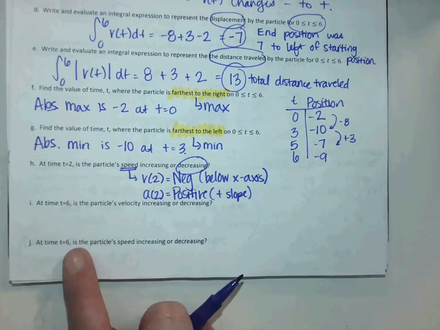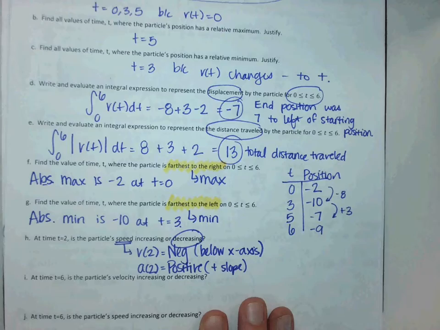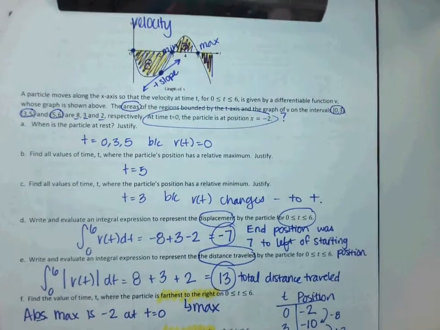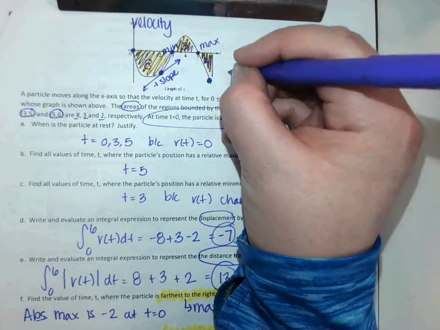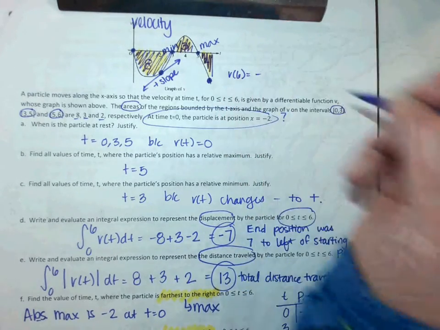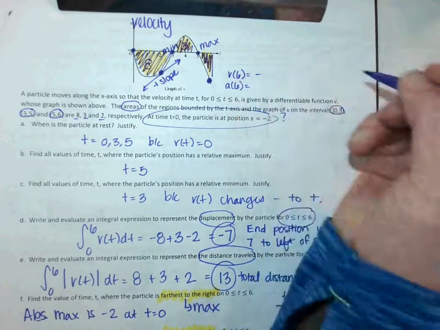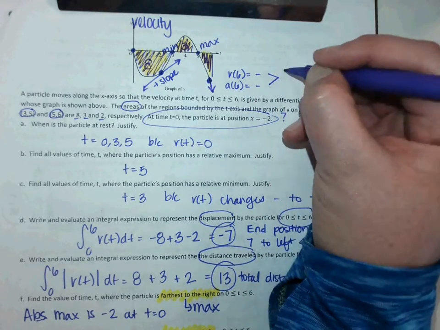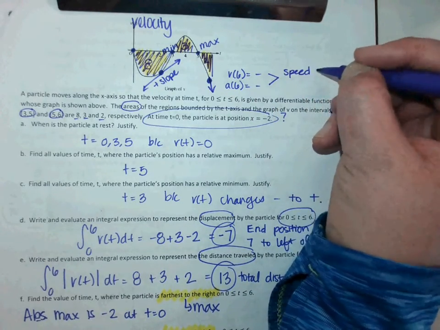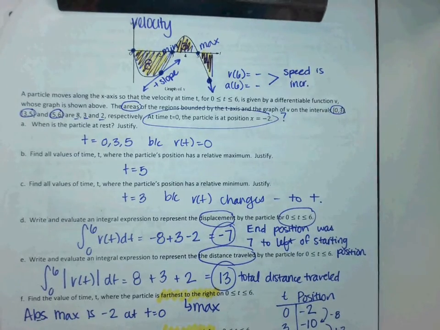Okay. Then look at the last question here. What about at 6? Look at your graph. Okay, I'm going to come back up here to the top. Okay, 6 would be here. What's my y value? V of 6 is negative. But what's A of 6? Negative. Also going downhill, so negative. And if they're both negative, then speed is increasing. Very good. Make sense?